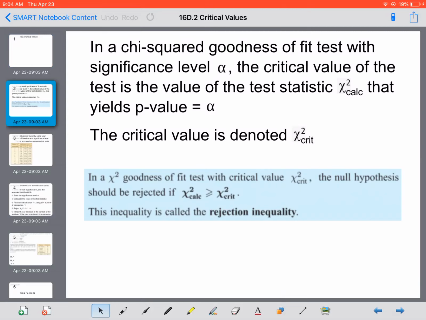So you'll be given your significance level, and then you'll be given either the critical value table, which I will show you in a second, or it'll just tell you what that critical value is. But what we can do is, if our chi-squared calc value, so the value we get with our calculator, is greater than or equal to our chi-squared crit value, then we can reject the null hypothesis. So if chi-squared calc is greater than chi-squared crit, then we are going to reject our null hypothesis, our H sub 0.